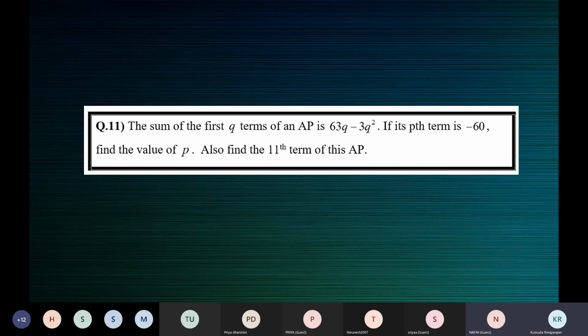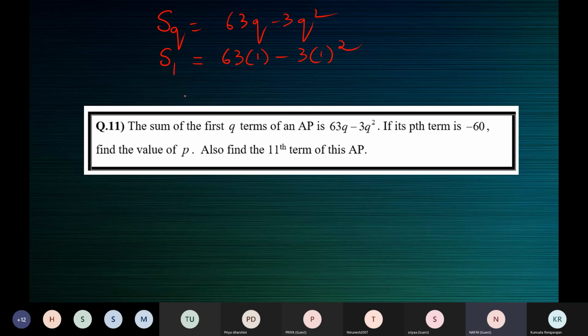All right, let's see how to do it. So children, the sum of the first q terms, Sq, is equal to 63q minus 3q square. So let's find S1. That will be 63 into 1 minus 3 into 1 square. So 63 minus 3, which is 60. S1 is 60. What do you understand by this? The sum to the first one term. That means A1, the first term, is 60.